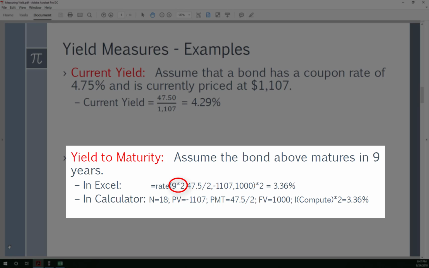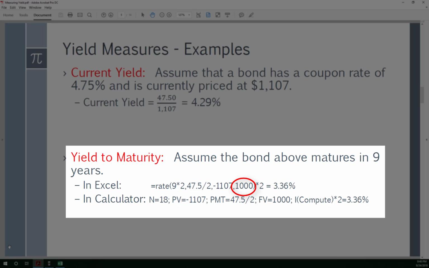So the first argument is the number of periods. So that would be 9 times 2 or 18 periods. The periodic payment, the periodic cash flow, is going to be $47.50 divided by 2. So each 6 months they'll be getting $23.75. The price is $1,107. We need to have a negative sign there. The future value is $1,000.